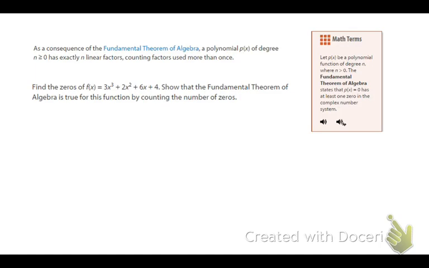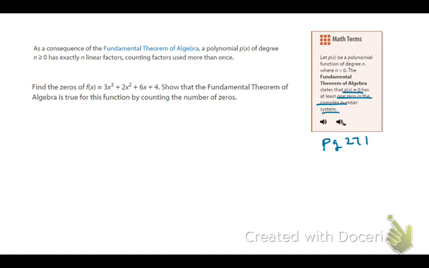So here's our fundamental theorem of algebra. This is in your book on page 271 so that you can follow along. Let p of x be a polynomial function of degree n where n is greater than 0. The fundamental theorem of algebra states that p of x equal to 0 has at least one zero in the complex number system.